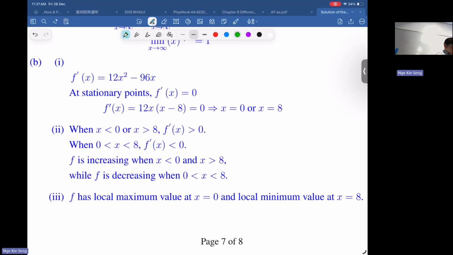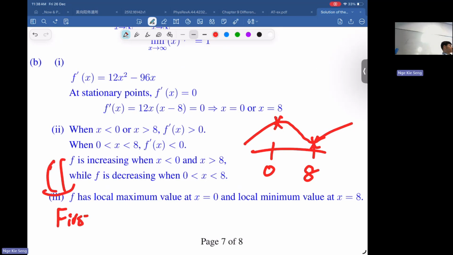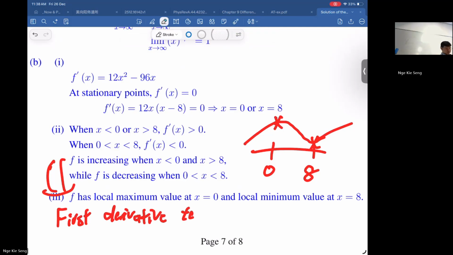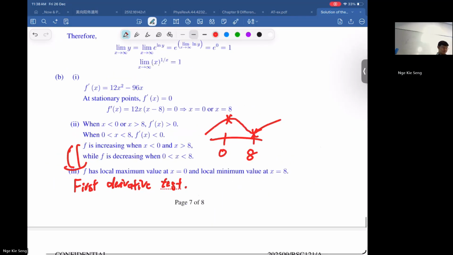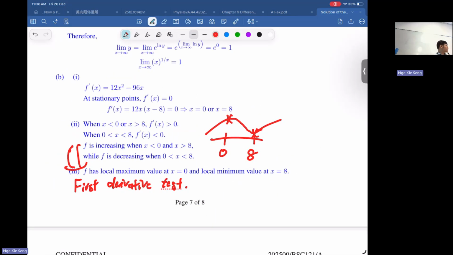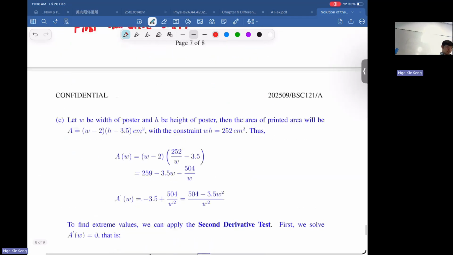So what happened here was you have x equals 0, x equals 8 like that, right? And then the derivative is greater than 0, increasing, like that. And then decreasing like that. So that's why you have a maximum here and a minimum here. So actually this question is helping you to use the first derivative test. Okay, make sense? Any question on this part? No? Okay, let's go down.